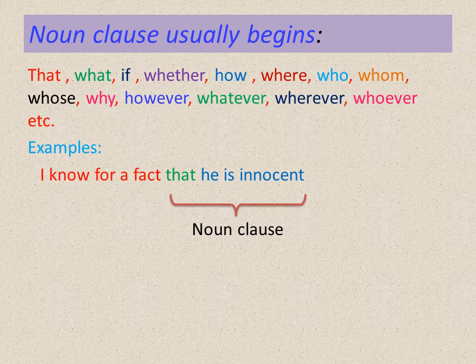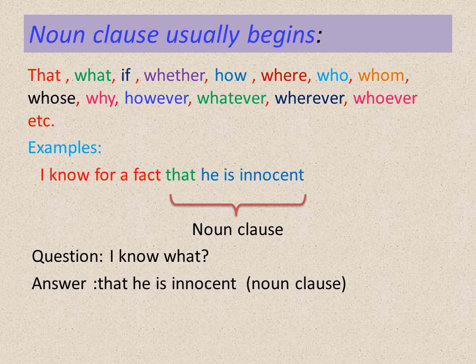Another method is to put a question to the main clause verb know. What is the question? I know what? The answer will be the noun clause. So what is the answer here? The answer is "that he is innocent." That is the noun clause. So students, we can use these two methods.